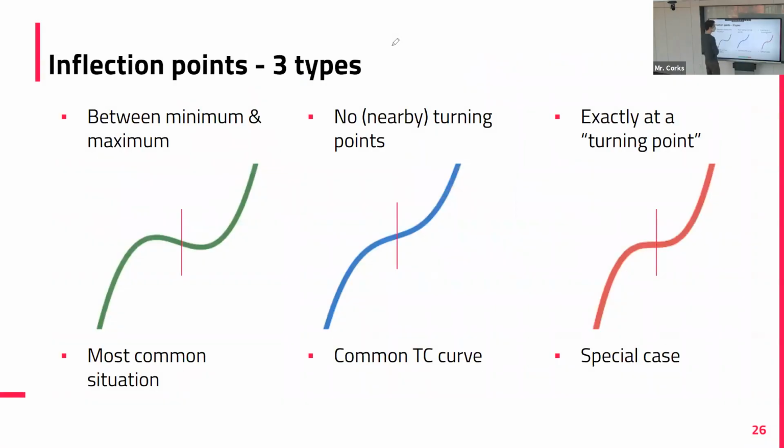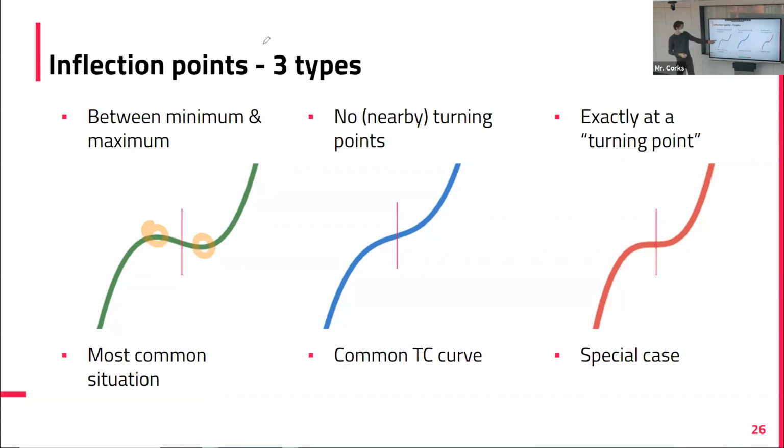Right? So types of inflection points. These are the three basic scenarios. We could have an inflection point, most commonly, right between two turning points. So there's a maximum and then a minimum nearby, or we could have the reverse situation and it's a minimum and then a maximum nearby. So nearby turning points is one scenario.